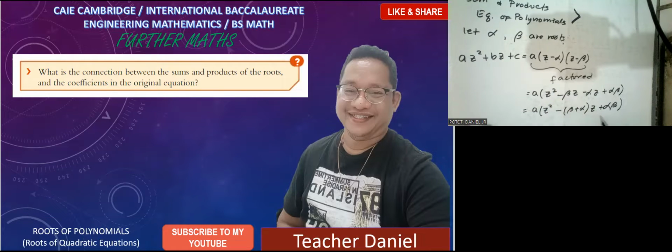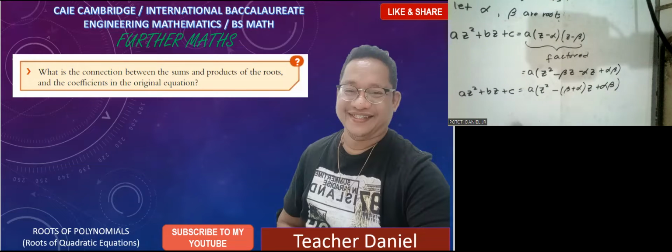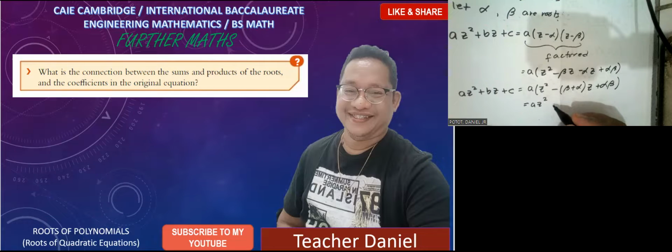Then you have it plus z, and now you have a z squared plus bz plus c. Now we just need to compare the left-hand side and the right-hand side. Because these two equations are congruent with each other, they're actually equal, so for whatever value of z, they will always be equal. So a times beta plus alpha, z, plus a times alpha beta.